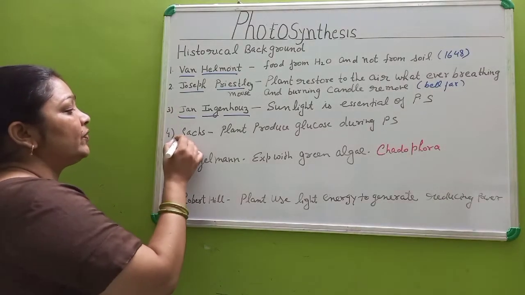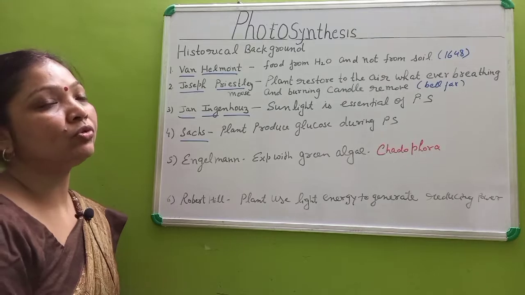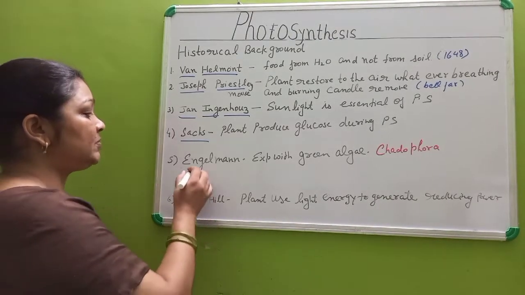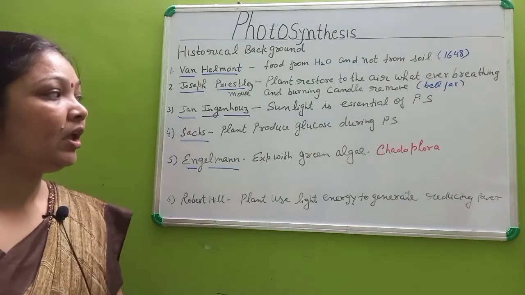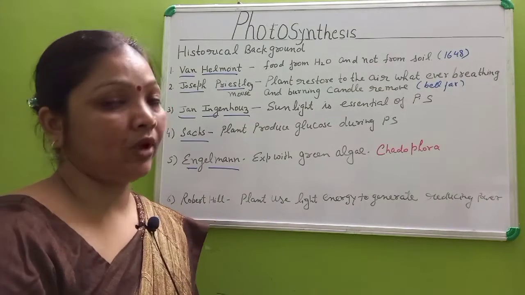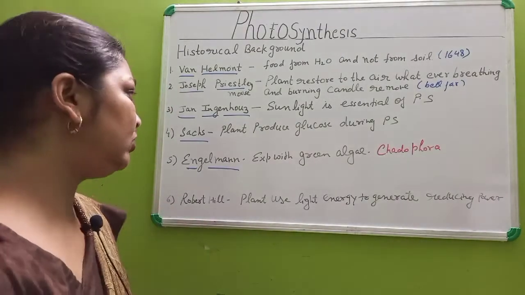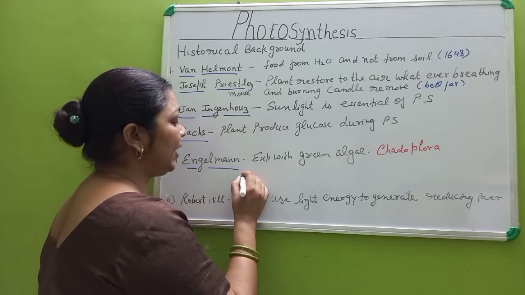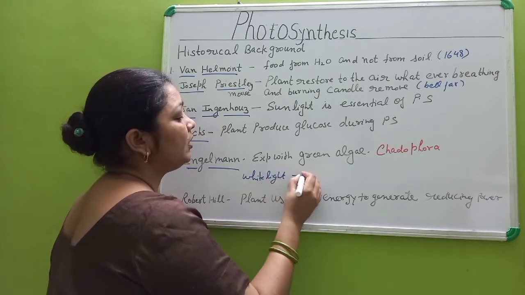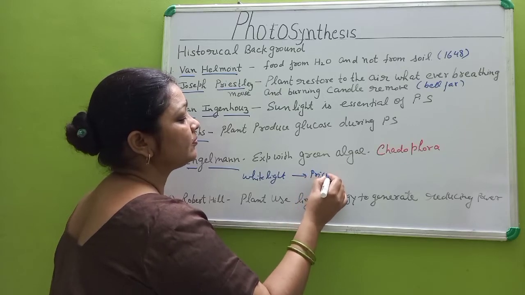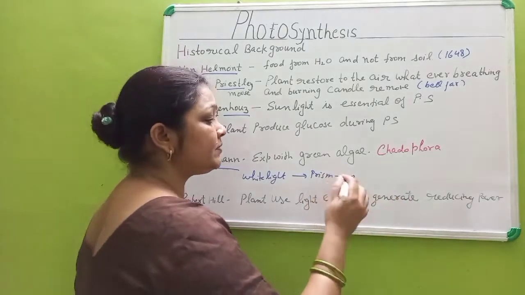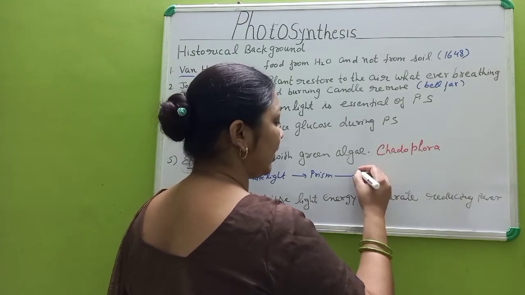The other is Sachs. He said that plants produce glucose, that is carbohydrate, during the process of photosynthesis. The next experiment was by Engelmann. Engelmann experimented with a green alga, that is Cladophora. What he did was take white light and pass it through a prism, and you know that when we pass light through a prism, seven colors appear.